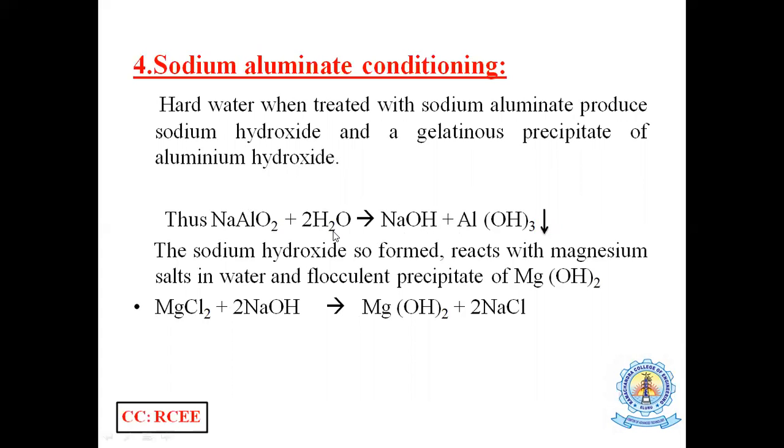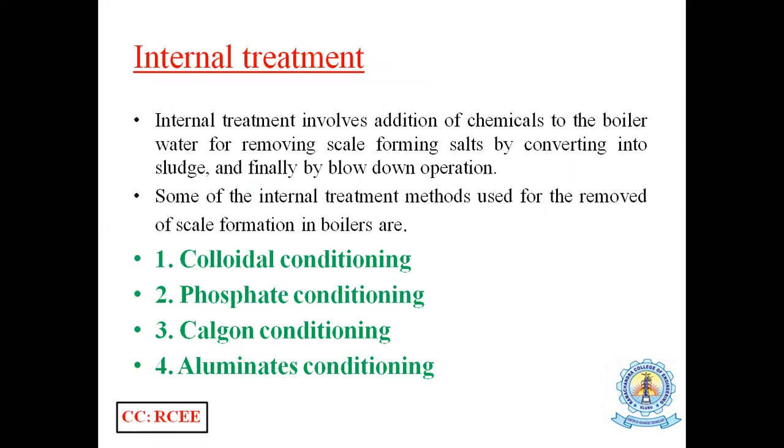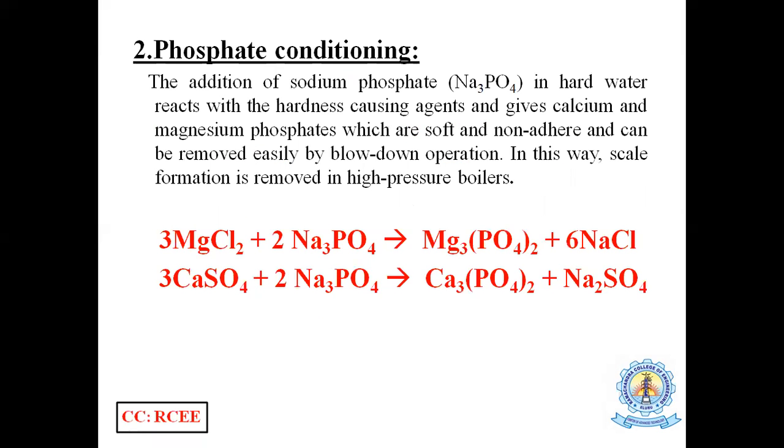These are the internal treatment methods of water. Finally, I conclude that internal treatment means we do not bring the water to any other levels. We just mix some chemicals into the water so that we can remove the agents which cause scale, so that we can easily prevent scale formation in the boilers.